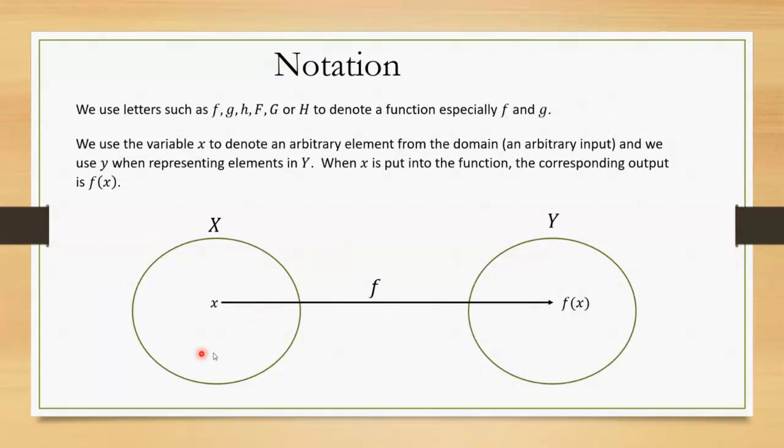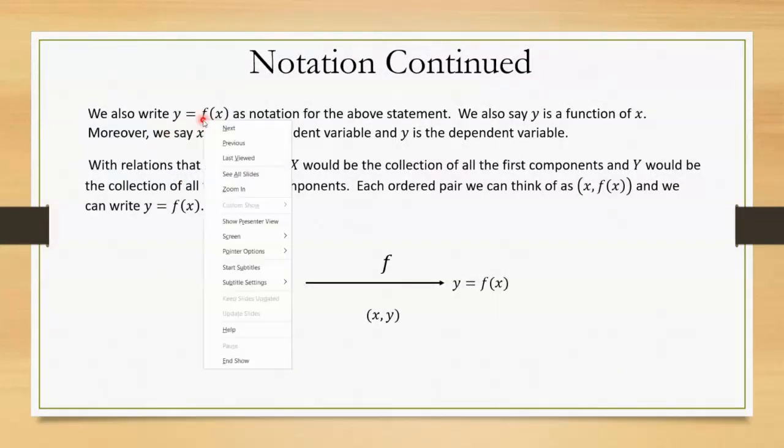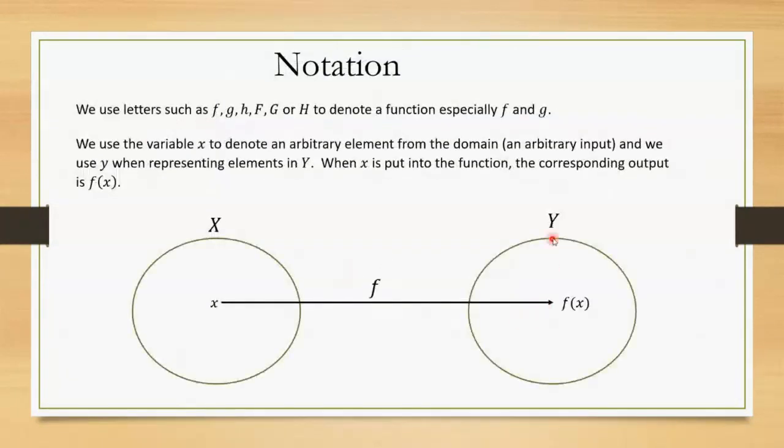Right? X is a variable that represents an arbitrary element in the first set, the domain. And to represent elements in the second set, we use little y. And generally when you do have a function from x to y, people like to write this. Namely, when x goes into the function, what comes out is f of x. Having y equal to f of x, we're saying that this f of x is in the set capital Y.